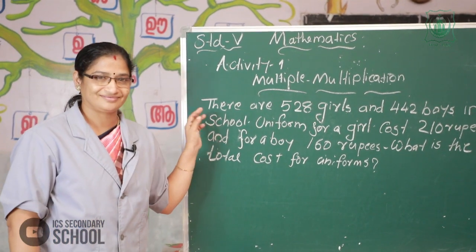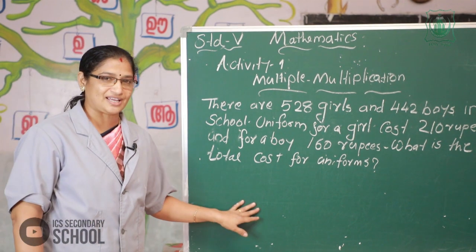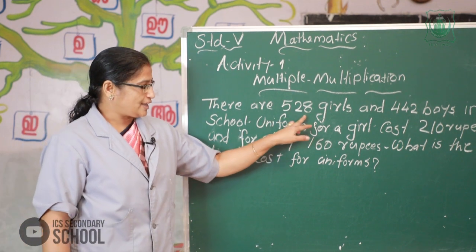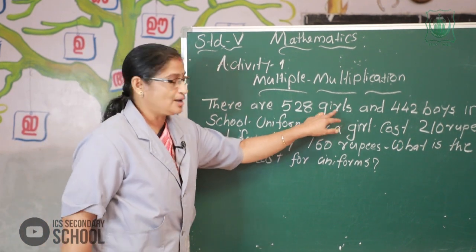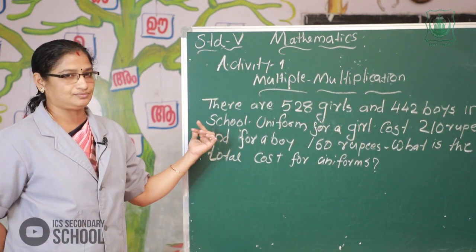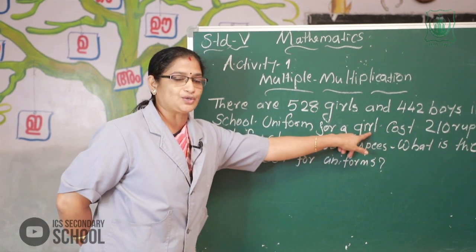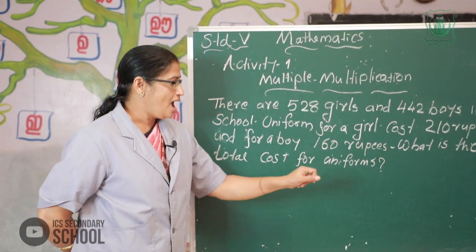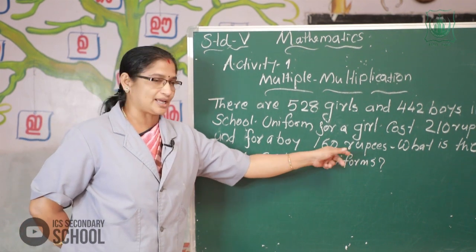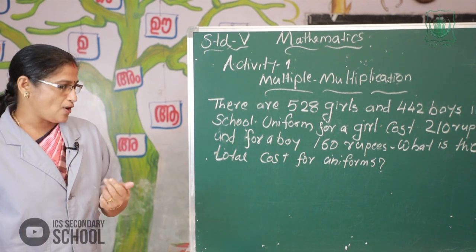All of you listen. This is the word problem. Today is our first activity, word problem. There are 528 girls and 442 boys in a school. Uniform for a girl costs 210 and a boy's uniform costs 160 rupees. What is the total cost for uniforms?